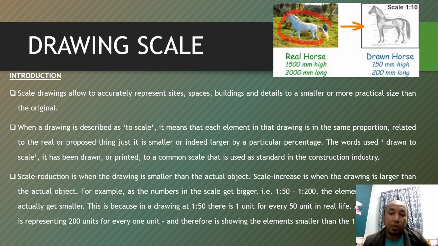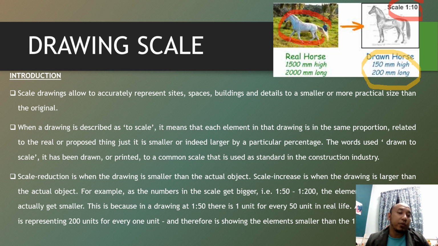Okay, so the drawing scale, the importance of the scale. As we look at the pictures, the original picture is like that. The real house is 1500 millimeters high and 2000 millimeters long. Following the scale for 1 ratio 10, the drawn house size is 150 millimeters for the height and 200 millimeters for the length. So that is when we use the scale 1 ratio 10. Okay, so that is the difference.